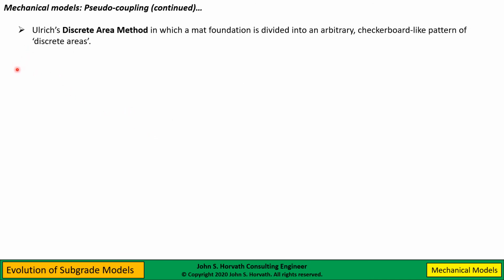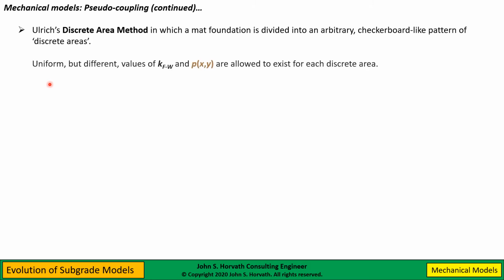Another kind of clever approach is Ulrich's discrete area method, where you take a mat foundation and divide it into an arbitrary checkerboard of discrete areas. For each of these discrete areas, and they don't have to be the same size or shape, you assume that each one has a different value of the spring constant, and thus the subgrade reaction can vary from one little discrete area to another.